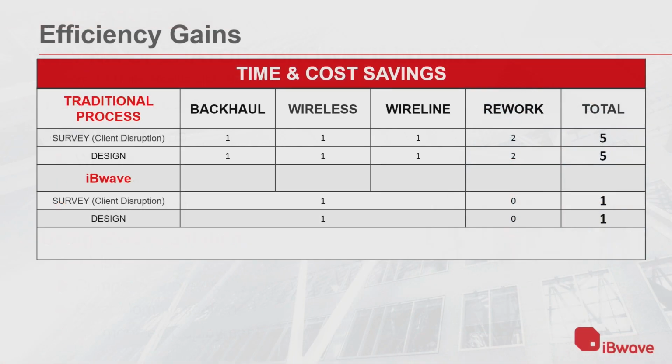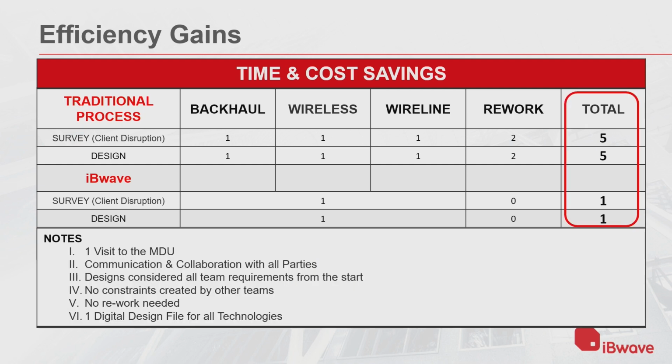If we look at this from a balance sheet point of view, you can see up top you have the traditional process, so you have backhaul, wireless, wireline, and then you're having to rework those processes to fit new technologies. Again, with iBwave, we're trying to consolidate that for you to help you optimize the fit-to-finish process. So you do one survey, one design, and you can have essentially one file that would have all technologies within that file.